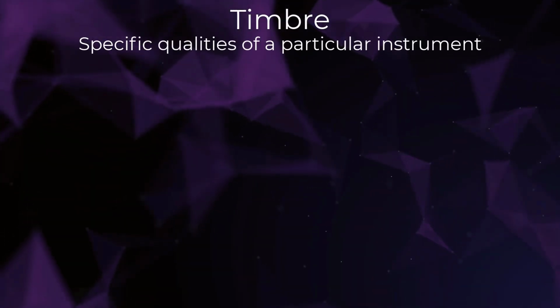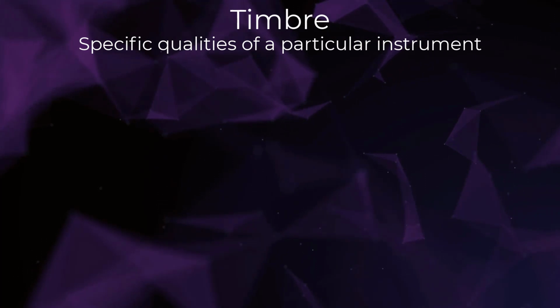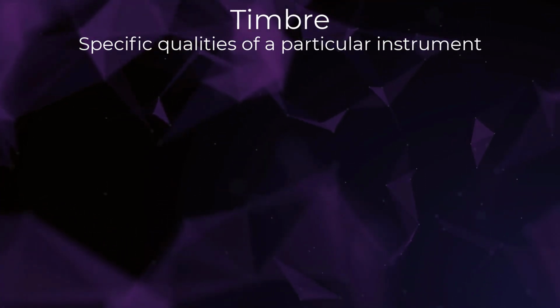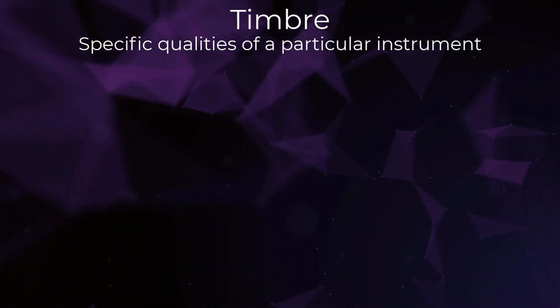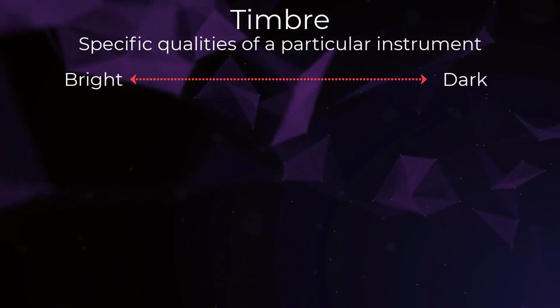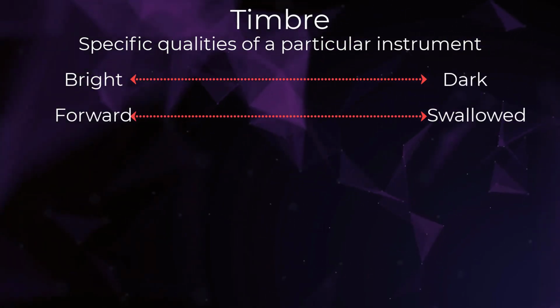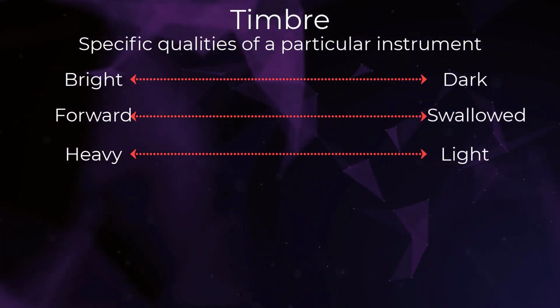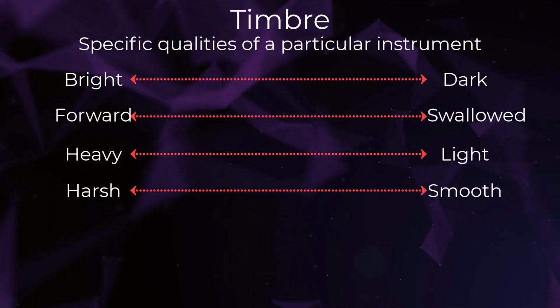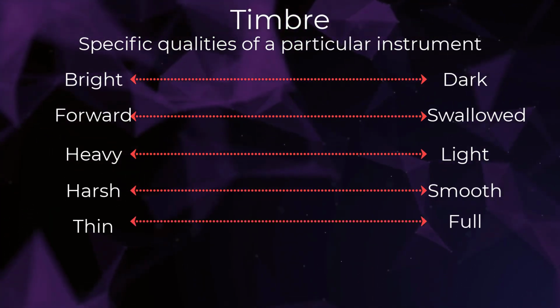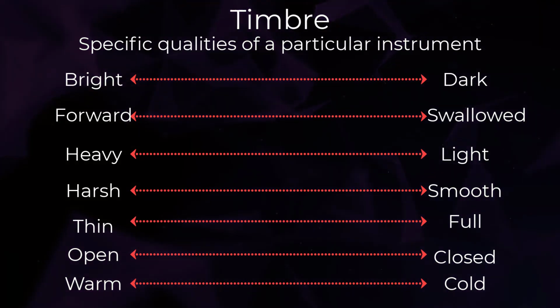Timbre is the specific qualities of a particular instrument. Timbre usually operates within several descriptive spectrums, such as bright and dark, forward or swallowed, heavy or light, harsh and smooth, thin and full, open and closed, warm and cold.